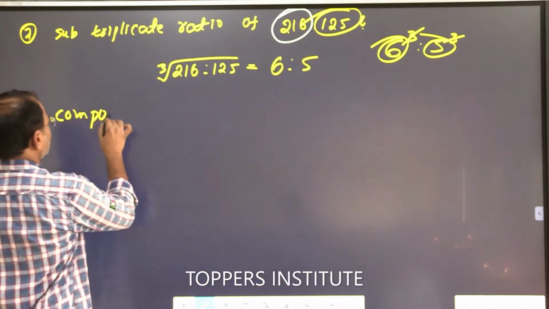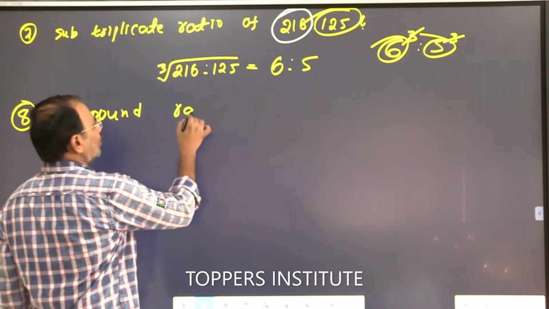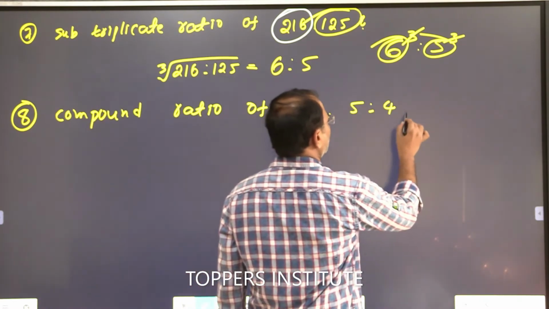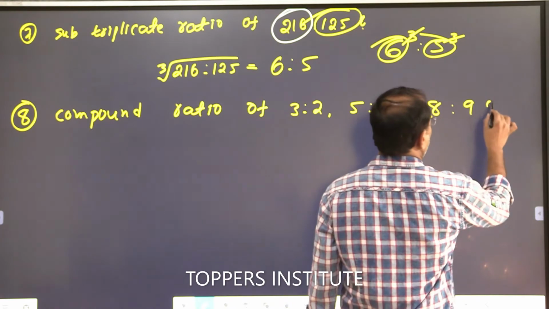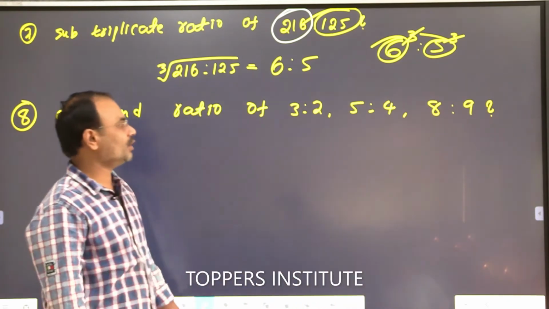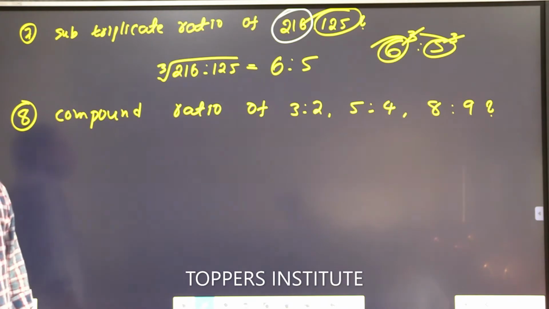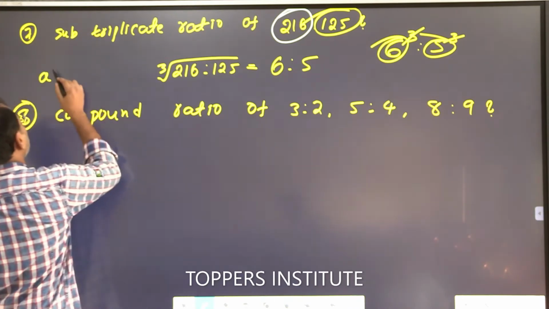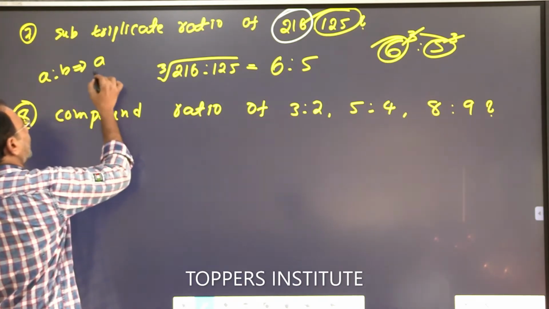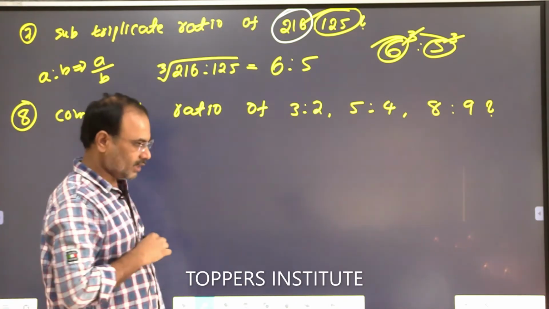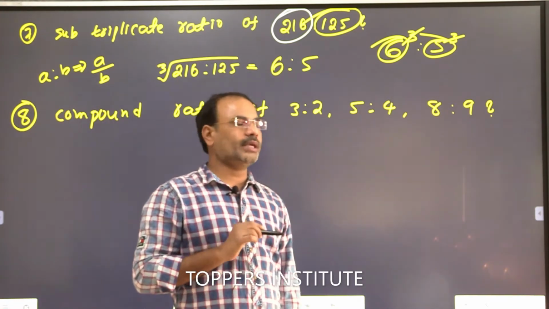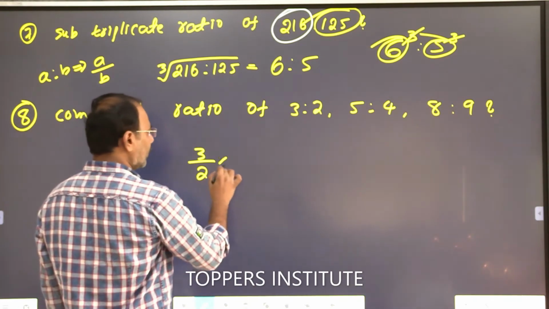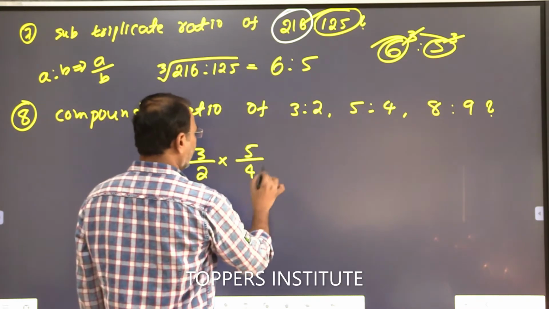Find the compound ratio of 3:2, 5:4, 8:9. They are asking us to find the compound ratio of the given ratios. So simply write the ratios as fractions. We wrote a note: A:B can be written as A/B. This is note 1. In the first class we discussed this note. In the same manner 3:2 can be written as 3/2, 5:4 can be written as 5/4, and 8:9 can be written as 8/9.